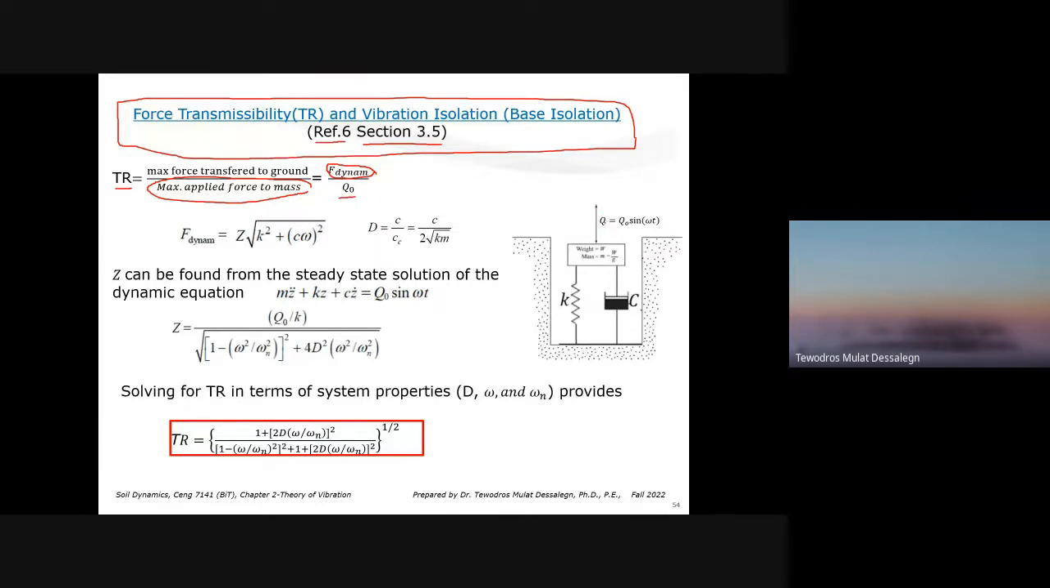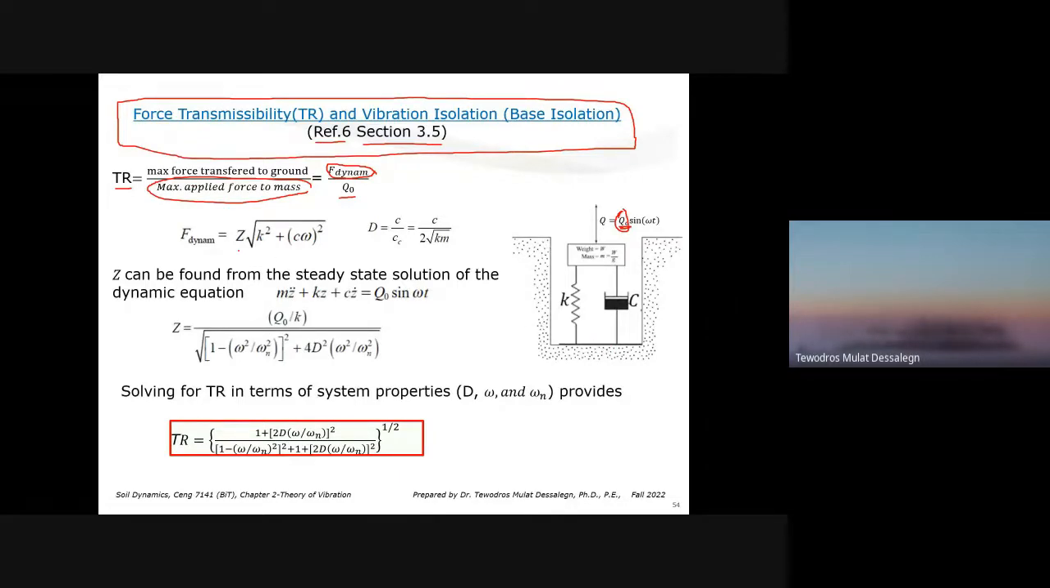If you have a machine vibration like this, Q naught sine omega t, we know that Q naught is the force amplitude. This is the maximum value of this sine function. So the maximum dynamic force, F dynamic, divided by Q naught is what we call force transmissibility. That will help us to understand and reduce how much force is going.